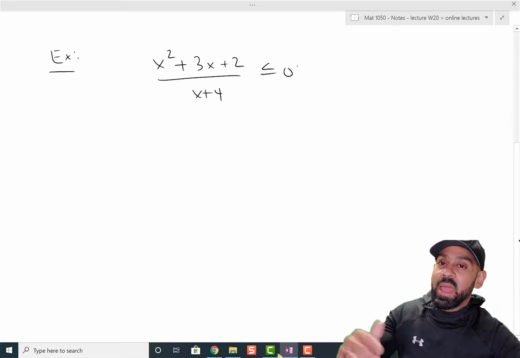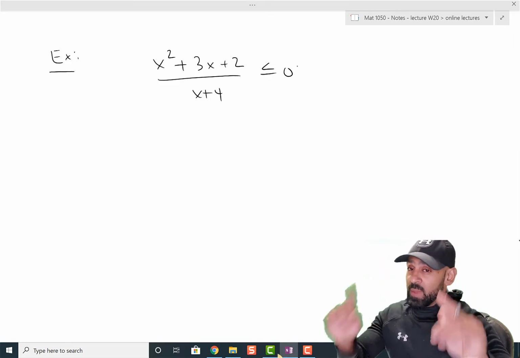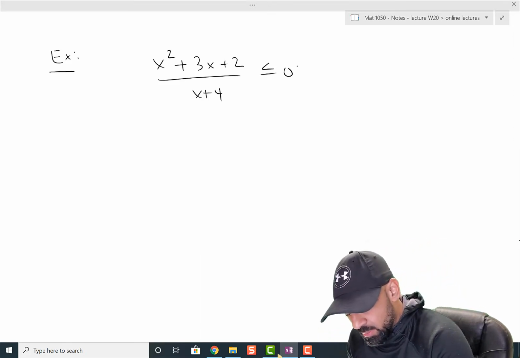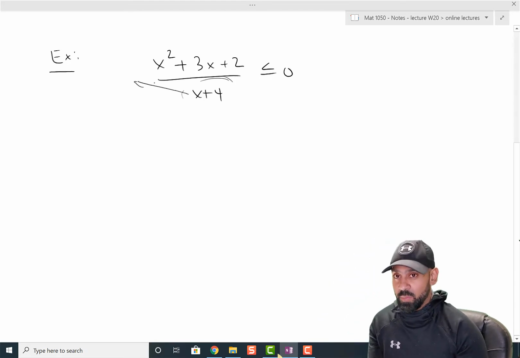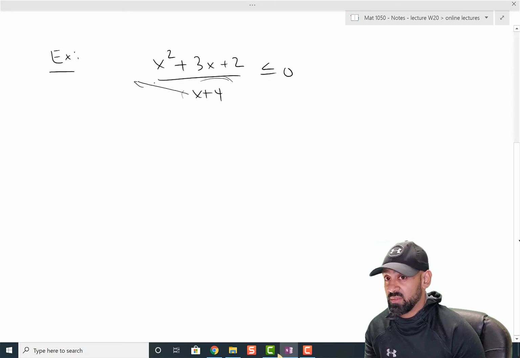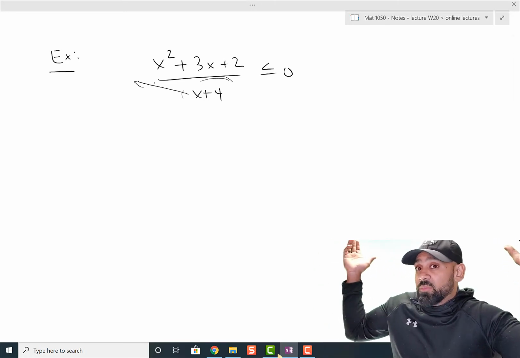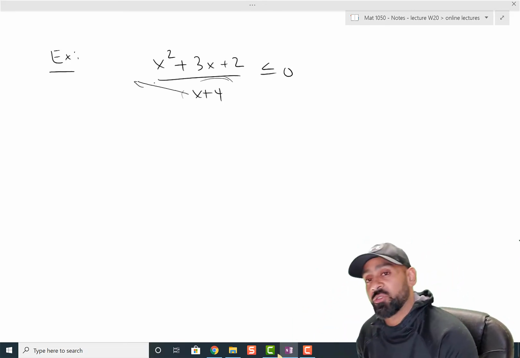So the key behind solving nonlinear inequalities is one major thing, okay? Never clear the fraction. And why is that? Because if you multiply and clear this out, you don't know whether it's negative or positive, right? Because you don't know what x is. And when you do that, you don't know whether or not to flip the sign. And that's when things go all awry. So you can never, ever do that. Okay, so be careful.